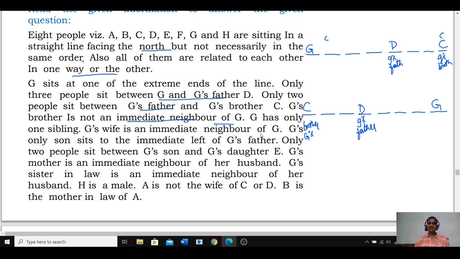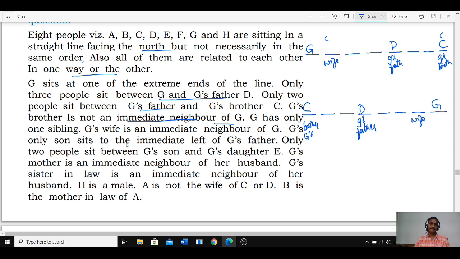And G's wife is an immediate neighbor of G. G's wife, who will be at this place? Wife. Now G's wife is an immediate neighbor of G. And G's only son sits to the immediate left of G's father.